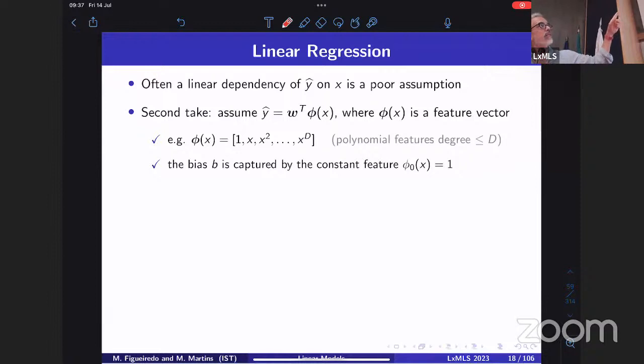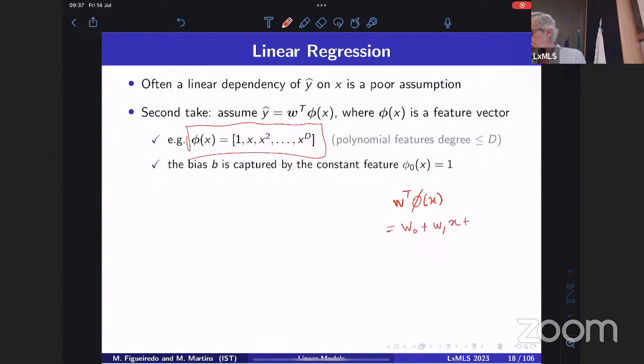So we assume now that the prediction is a linear combination of powers of x, okay? So W transpose phi of x is just W zero. Remember, notice what phi of x looks like. It's one, x, x squared, up to x to the d. So what you have here is W zero plus W one times x plus W two times x squared, whatever, all the way up to d.